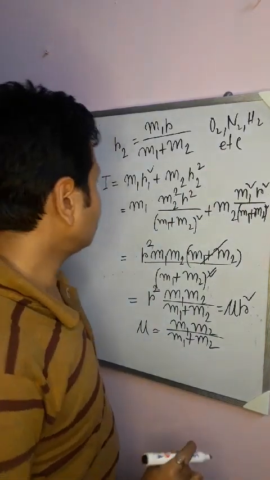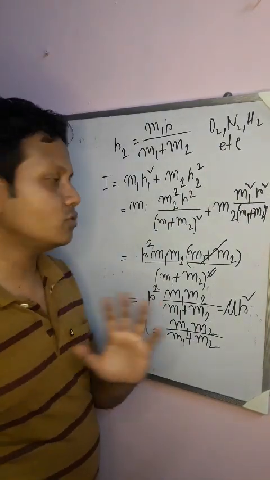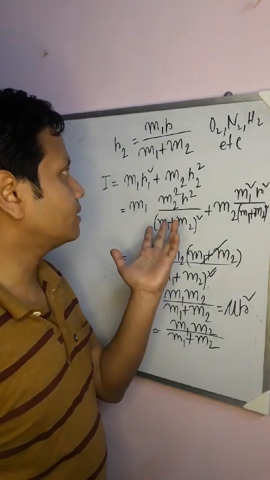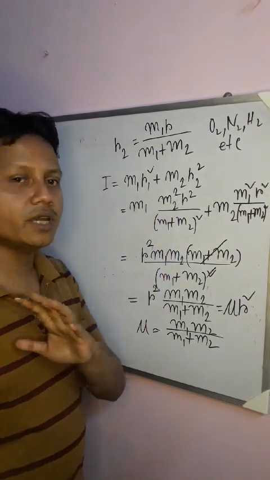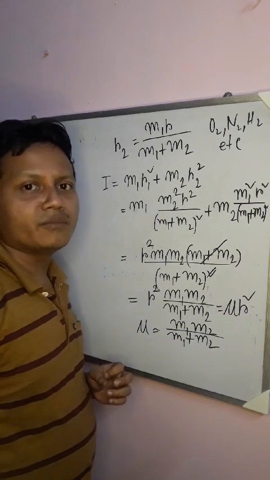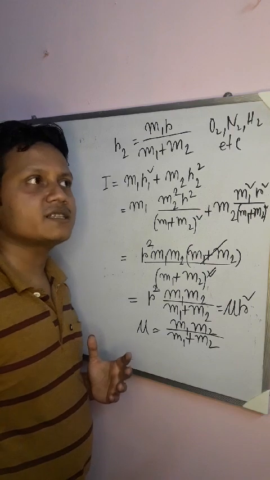So in today's lecture we have calculated the moment of inertia of an elliptic disc and a diatomic molecule. In our next class I am going to discuss the triangular lamina, spherical shells and spheres, these things.